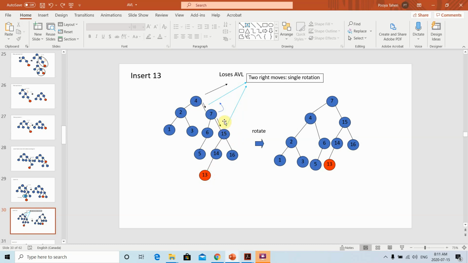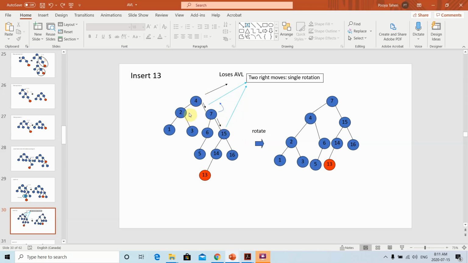Or you can see that 13 is on the right subtree of the right child of the deepest node that lost its AVL property, or it's on the right subtree of the right child of the pivot. Okay, so this is an RR case. It's an outside case. For an RR case, how do we rectify it? What's the rotation? It's just like a single left rotation.